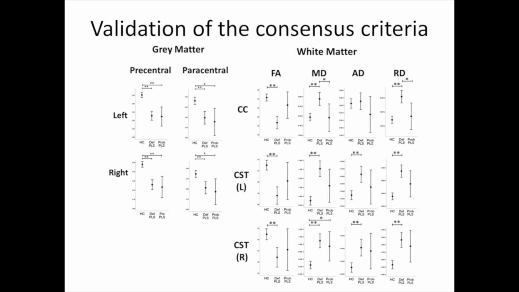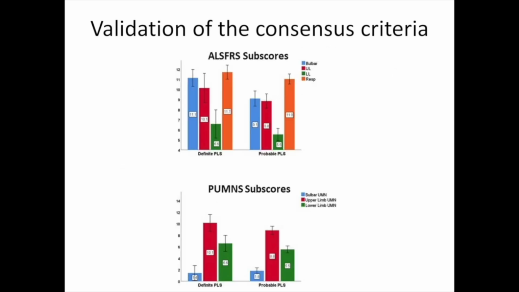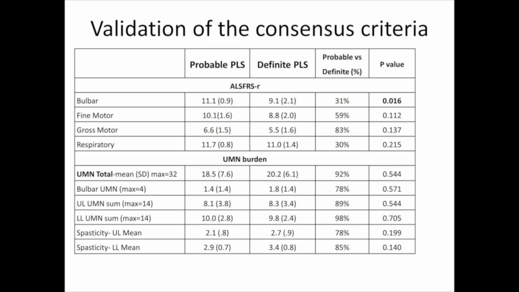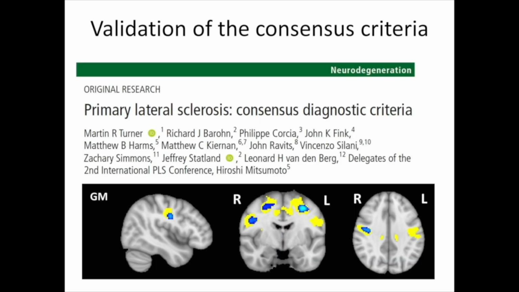It wasn't as extensive, but in terms of localization, it localized to the precentral gyri, to the descending corticospinal tracts, to the corpus callosum. And then a few years later, they convert to definite PLS. So in my eyes, it's a validation that the diagnostic criteria work really well. It's more of the same, just supported with data that probable PLS will evolve into definite PLS. In terms of clinical features, patients with probable PLS are very, very similar to what they will eventually have. The clinical profiles of probable and definite PLS are very similar, so it's a validation that these criteria work really well.